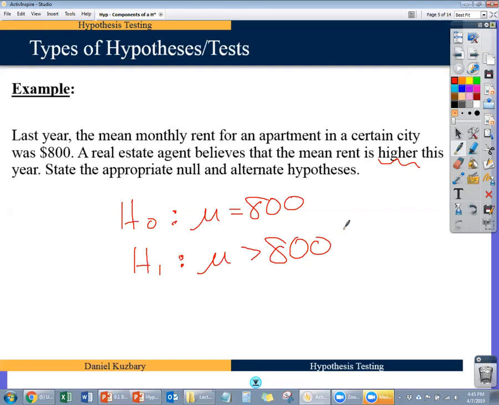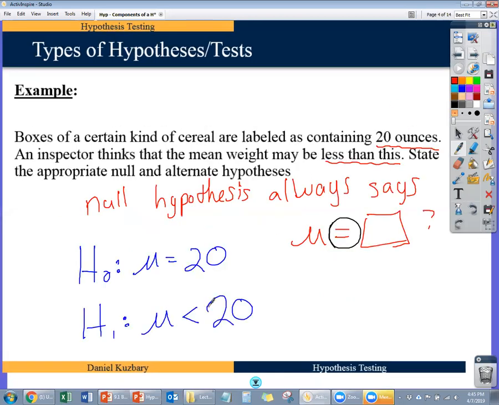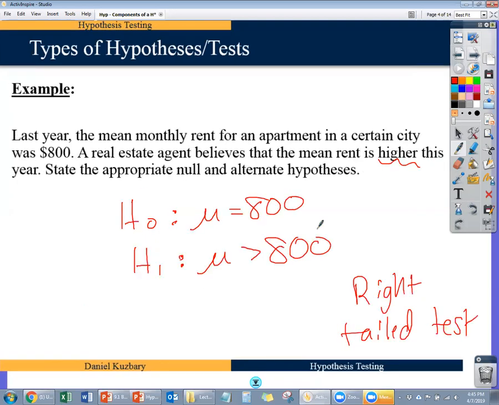Let's do mu is greater than for the alternative. So this is also one-tailed. We'll call this a right-tailed test. Let's go back and call this a left-tailed test. And the left-tailed comes from this less than sign. So the left corresponds to less than, the right corresponds to greater than.